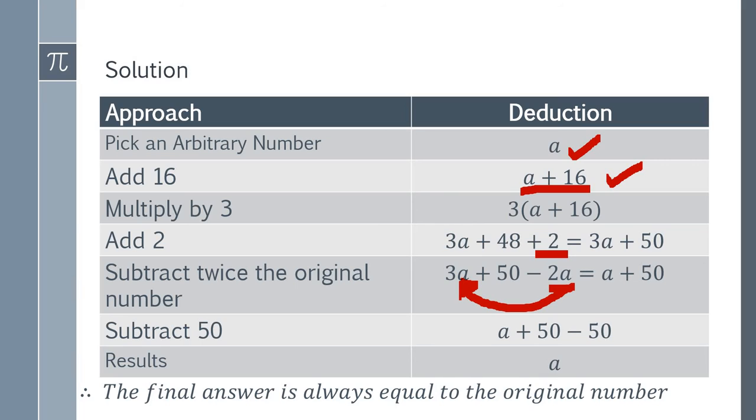So 3a minus 2a is a, and plus 50, and subtract 50. So this one is actually equal to 0 now, which leaves us with A, and that's the result. So the final answer is always equal to the original number.